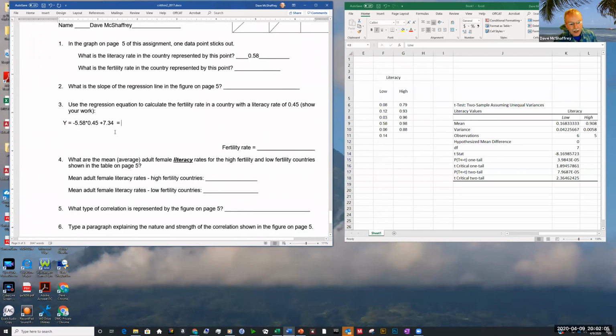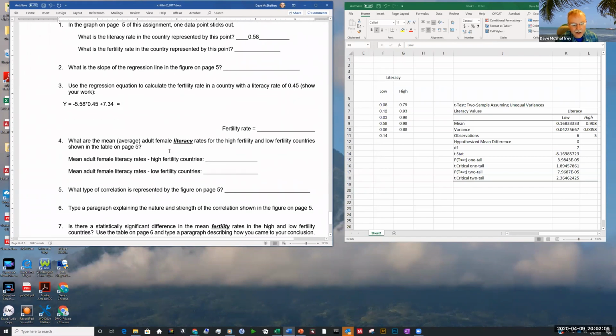What are the mean adult average female literacy rates? Well, that's a real tough one. We just calculated that. Here's the one for the low and here's the high. So you just need to copy these back over to there.